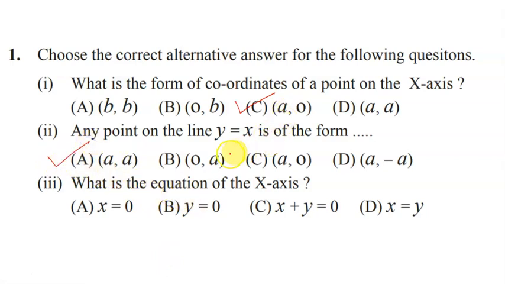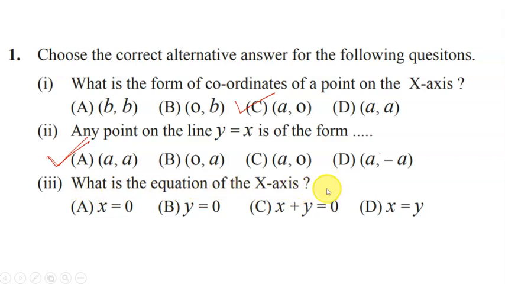आपल्याला दिलेली लाईन y is equals to x. If we substitute here x is equals to a, then y is equals to a. If we substitute here x is equals to 0, then y is also 0. Therefore here both coordinates must be equal for the line y is equals to x and hence option A is correct here.